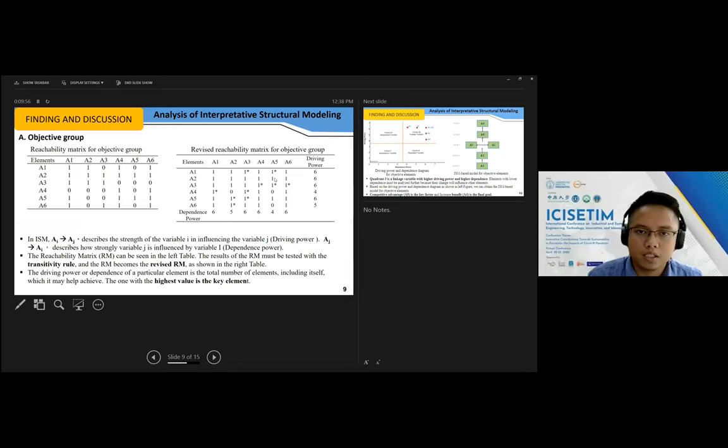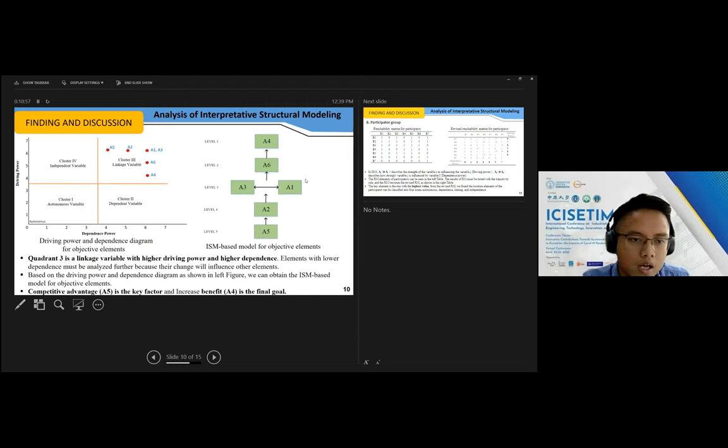So this is the objective group for the circular economy concept. After I get the factor number, I create the reachability matrix for the objective group. I need to revise this using transitivity rules. This is the Aij. In ISM, Aij describes the strength of variable i in influencing variable j, or we can say the driving power. And Aji describes how strongly variable i is influenced by variable j. We can say the dependence power.